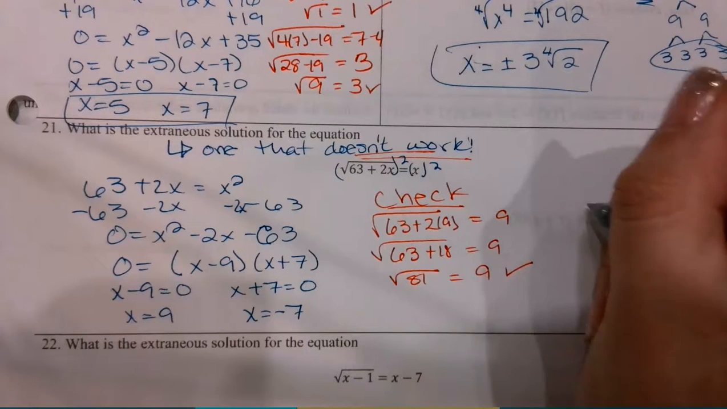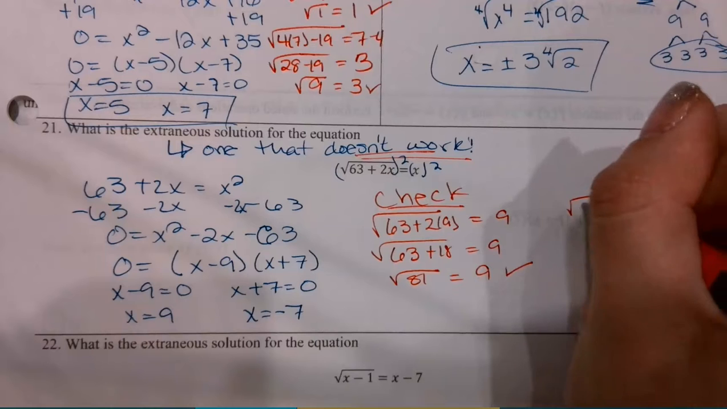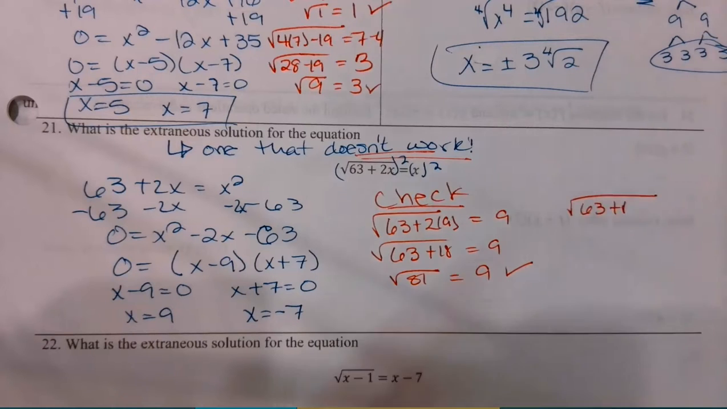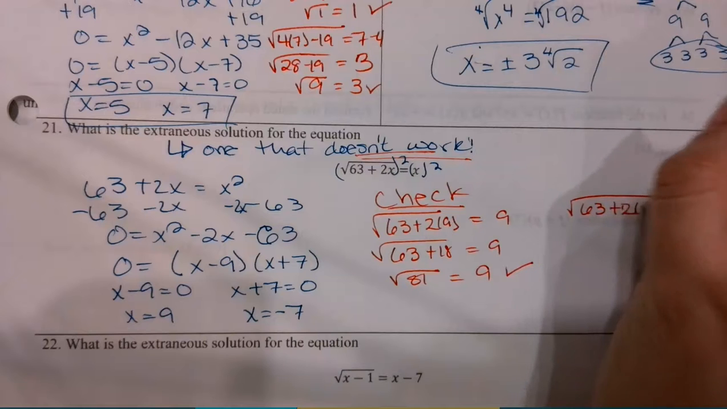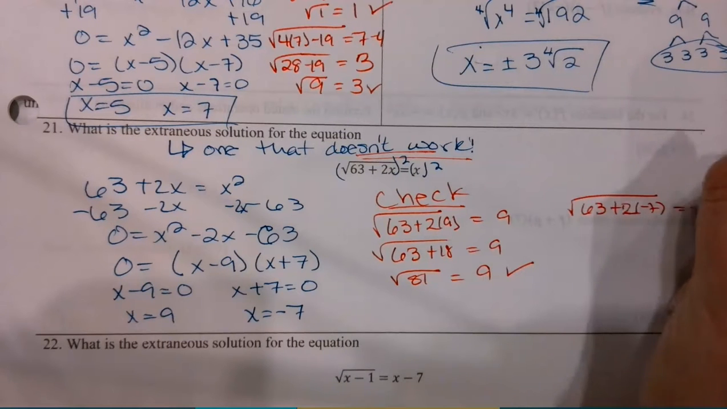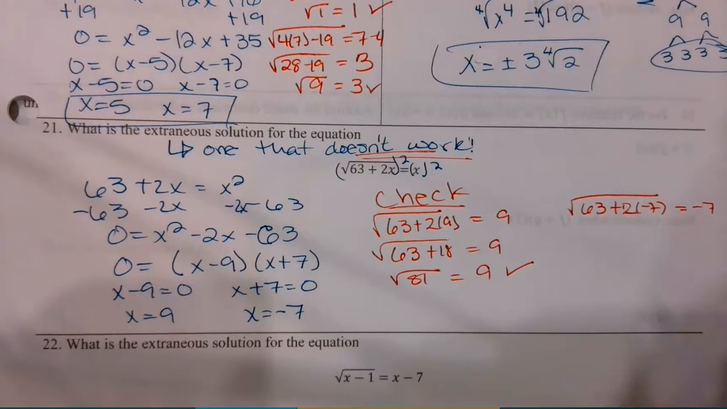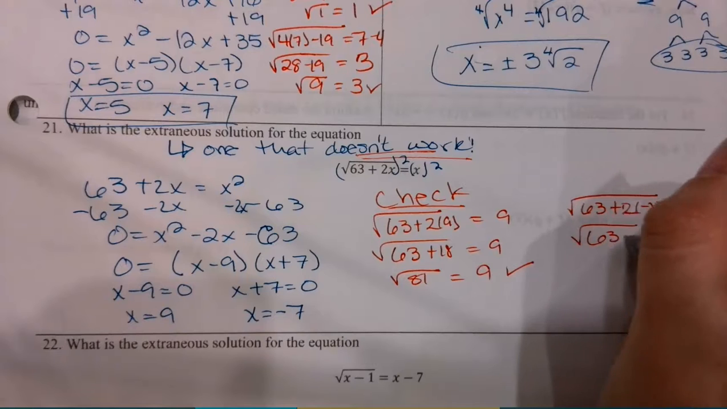Then I'm going to do the same thing with negative 7. So I have square root of 63 plus, that should have been a 2, times negative 7 should equal negative 7. Square root of 63 minus 14.